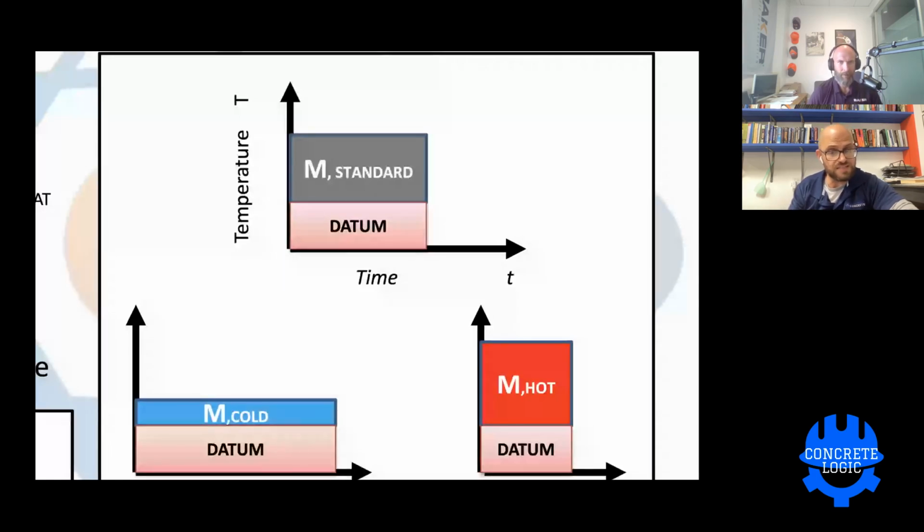Does that make sense? Yes. So we have what we create in the lab, which is our standard, and then we have what happens in the field, which is the cold and hot. Cool.